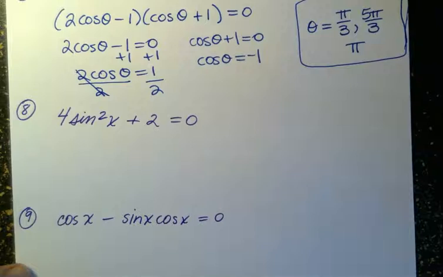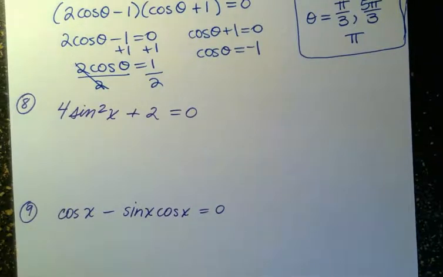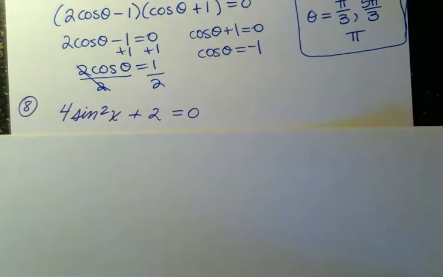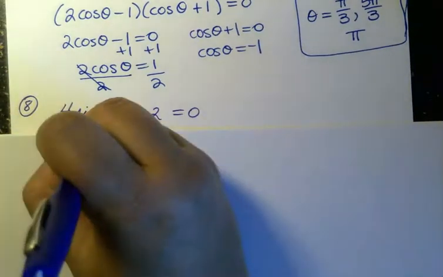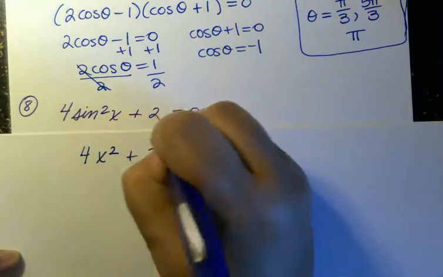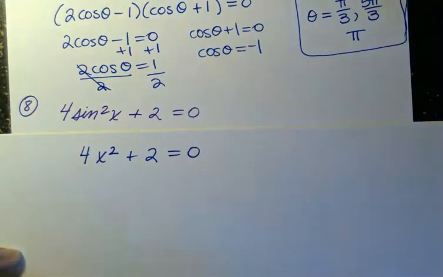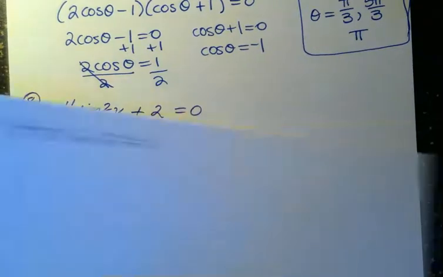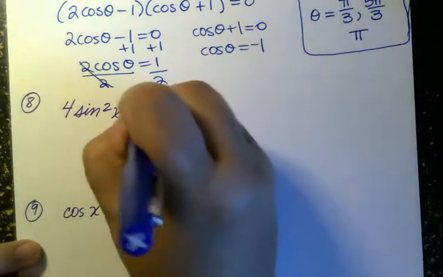All right, next up. 4 sine squared of x plus 2 equals 0. Okay, so again, I'm going to think of sine of x as being sort of like my x. In other words, this is 4 times something squared plus 2 equals 0. Well, if I had to solve this equation, I would subtract 2 from both sides, divide by 4, and take the square root. That's what I'm going to do here.